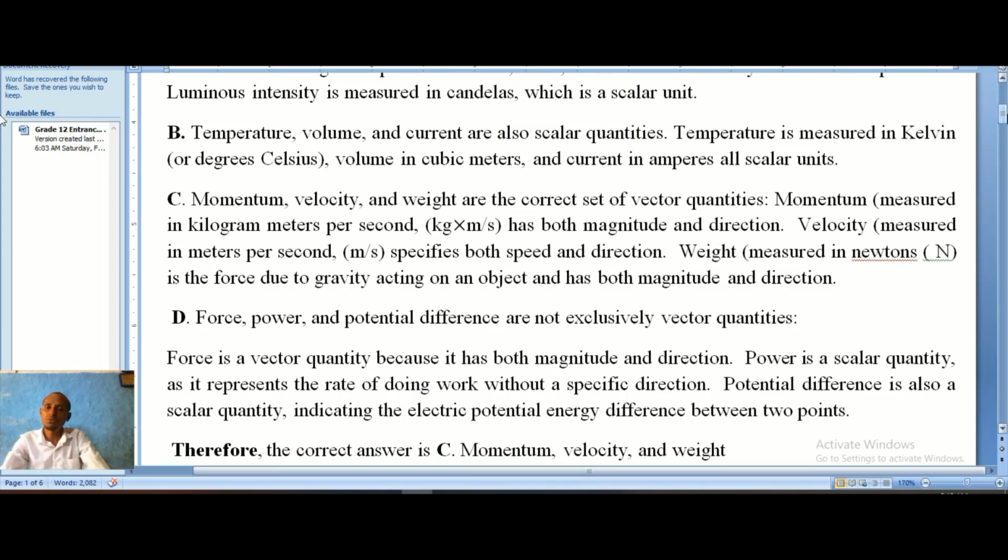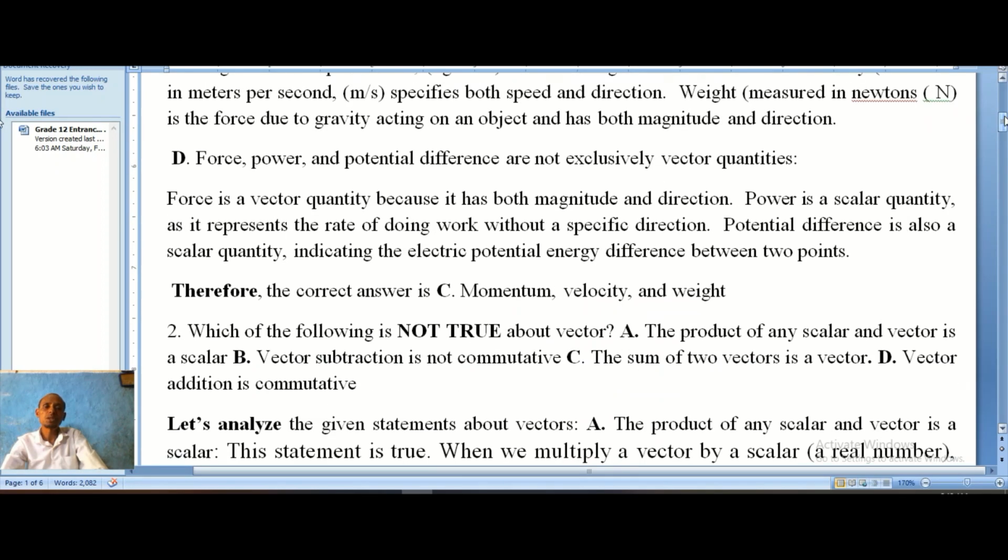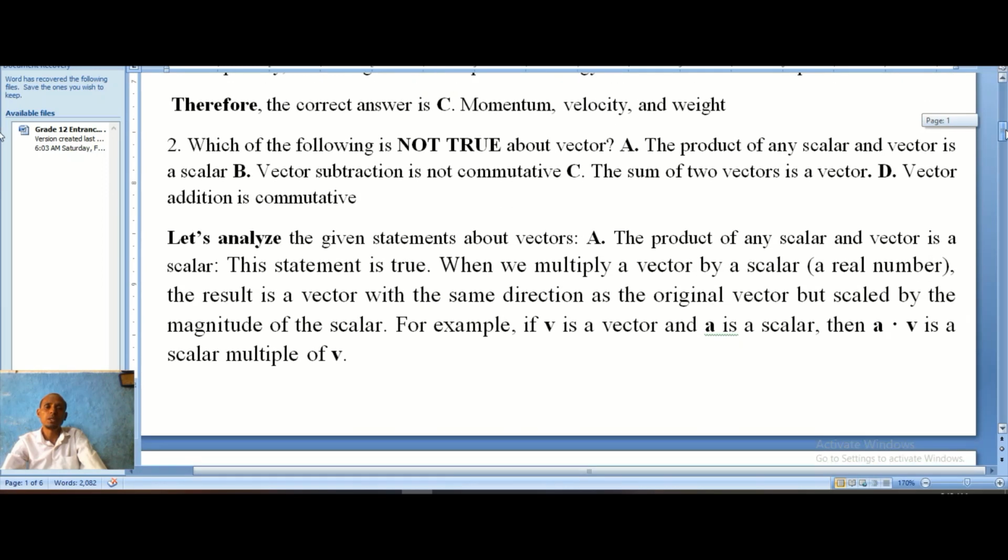Choice D, force, power, and potential difference are not exclusively vector quantities. Force is a vector quantity because it has both magnitude and direction. Power is a scalar quantity as it represents the rate of doing work without a specific direction. Potential difference is also a scalar quantity, indicating the electric potential energy difference between two points. Therefore, the correct answer is C, momentum, velocity, and weight are the set of vector quantities.